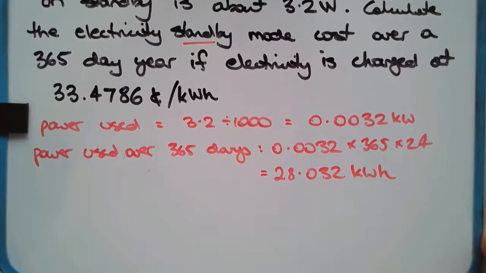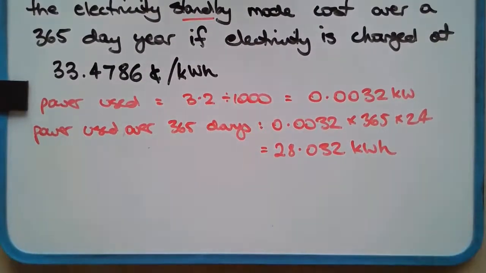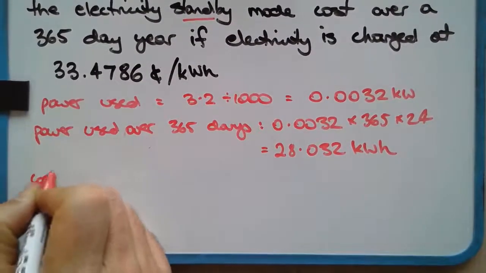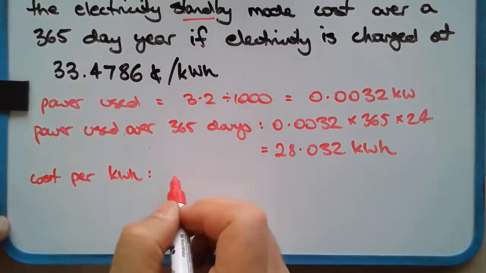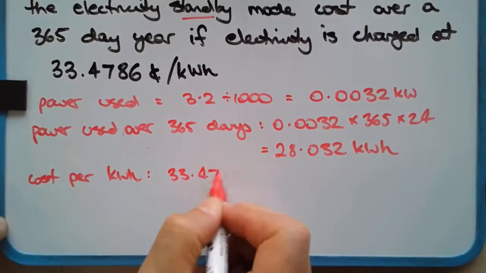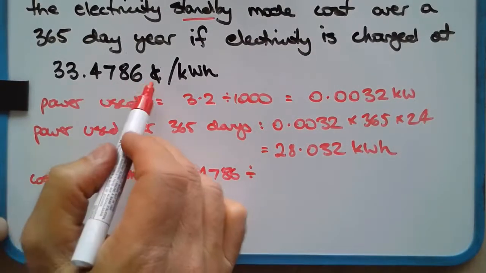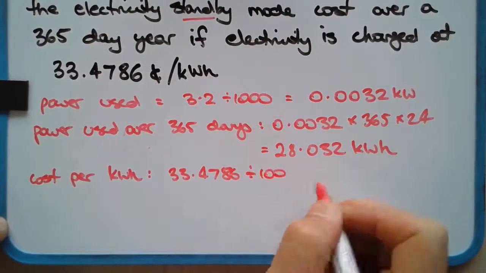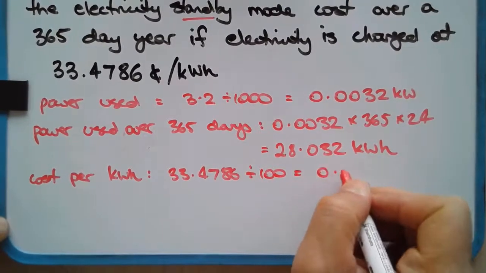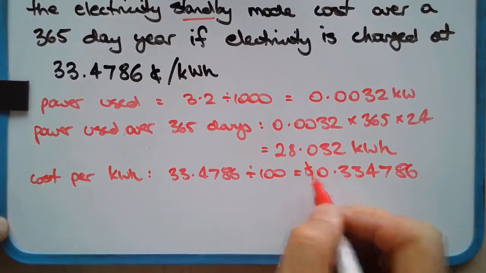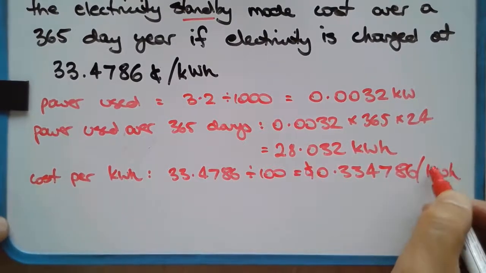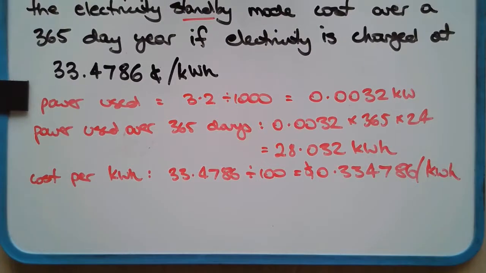Now we need the cost per kilowatt hour, and we need that in dollars. So the cost per kilowatt hour is 33.4786. That's in cents. We need that in dollars, so we're going to divide that by 100, and we get 0.334786. That's dollars per kilowatt hour.